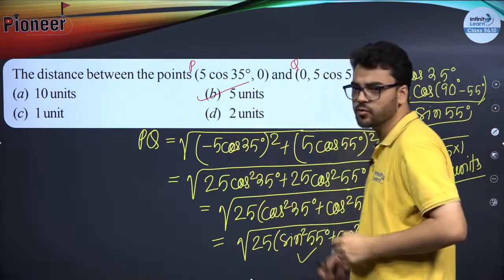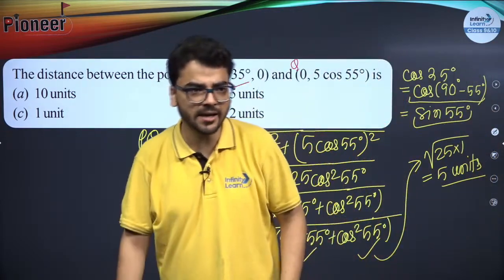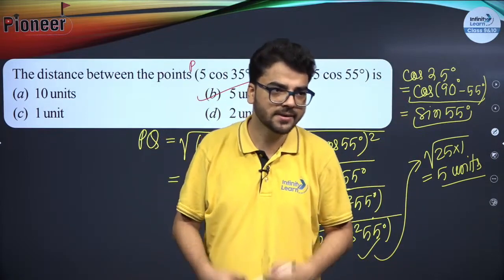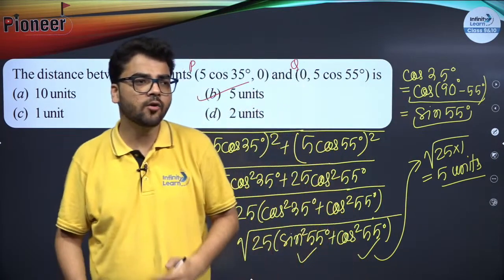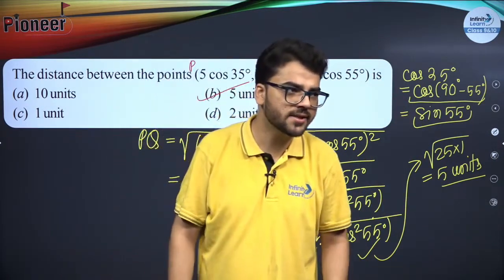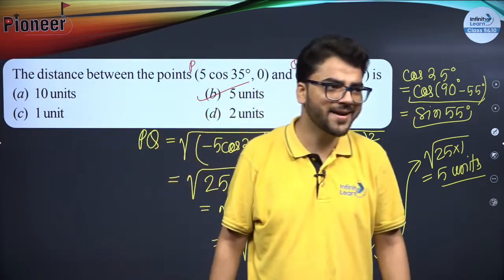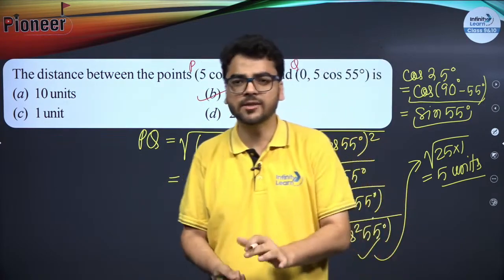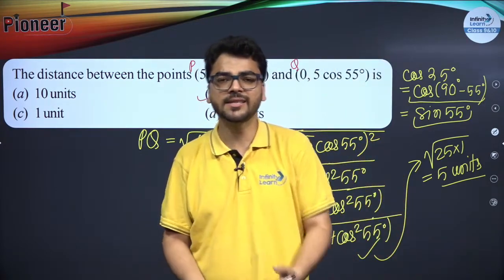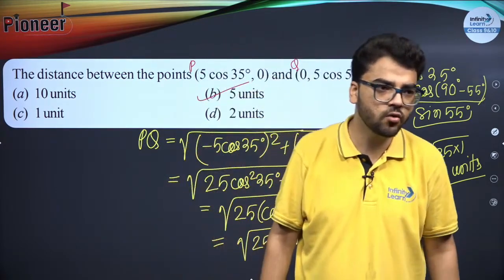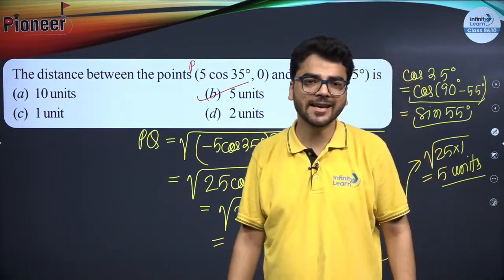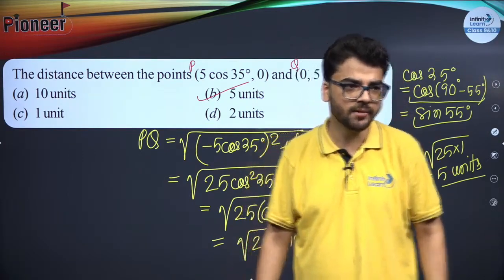Is it clear to every student in this session? Any doubt in this question, guys? Just confirm that in the chat. We are just using basic trigonometric identities over here. One is cos 90 minus theta is sin theta, and the other is sin square theta plus cos square theta is equal to 1. I hope this is clear, guys. Let's move on to the next question.